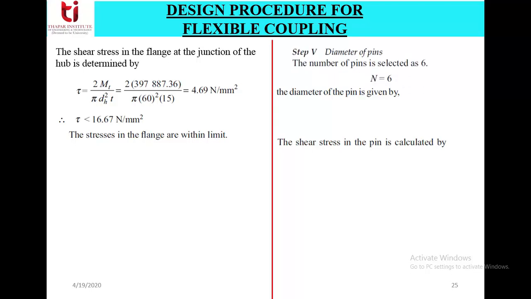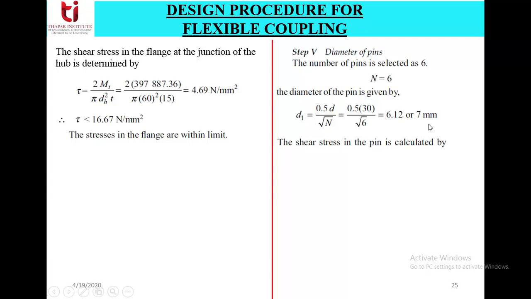Further, let us see what are the diameter of the pins. So the number of pins, let us say we have to decide on our own. We can go with 4, 6, 8. Let us say we choose n is equal to 6. So according to the empirical relation, small d1, the diameter of the pin, is 0.5 d by root n, which comes out to be 7 mm.